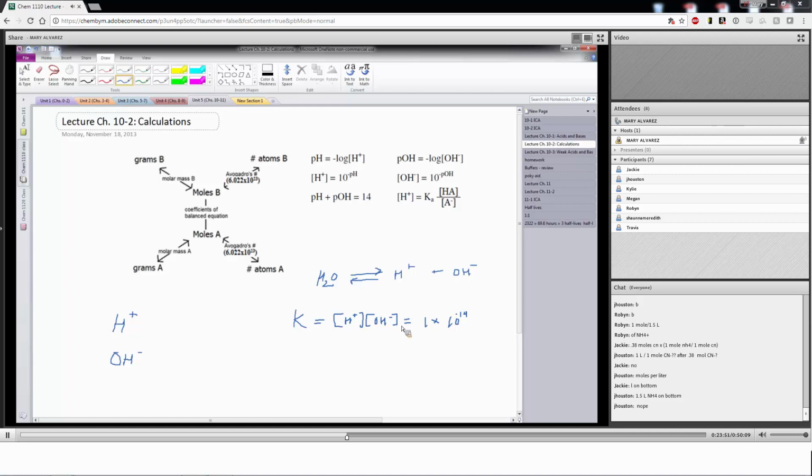Which means that Le Chatelier's principle tells me that if I add a bunch of H plus to solution, it's going to react with the OH that's available to make water, but my K value won't ever change, okay? Because it's reestablishing that equilibrium, reestablishing the K value. So my H concentration times my OH concentration will always be 1 times 10 to the negative 14th.